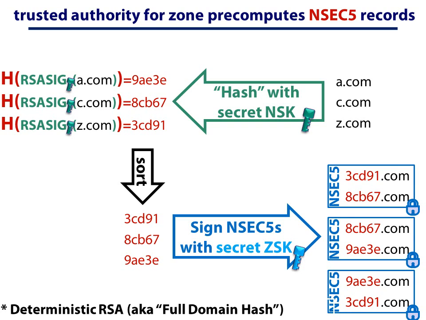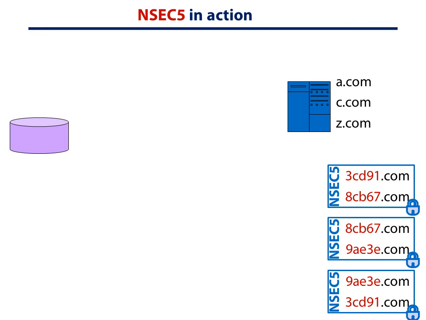So this process involves two types of keys. The non-signing key, which is used for hashing, and the zone signing key, which is used to actually sign the records, just like in traditional NSEC and NSEC3. Just like before, the trusted authority for the zone will give the name servers these NSEC5 records, in addition to the zone file. But now we have to also give him this secret non-signing key. This is different from the zone signing key. Remember that this is only the key that's used for hashing, not the key that's used for signing records.